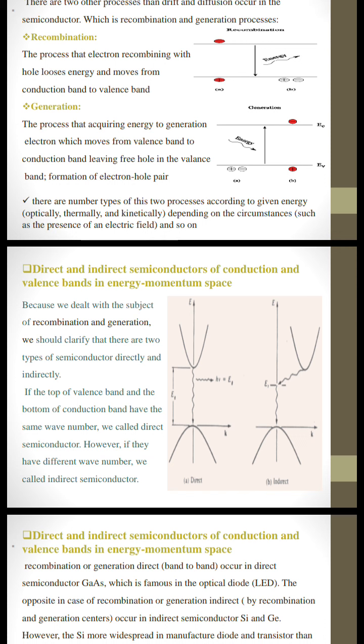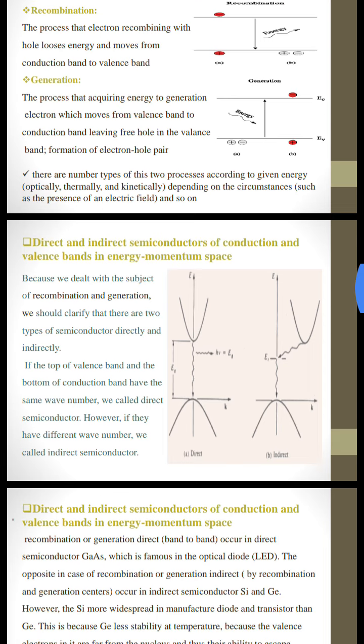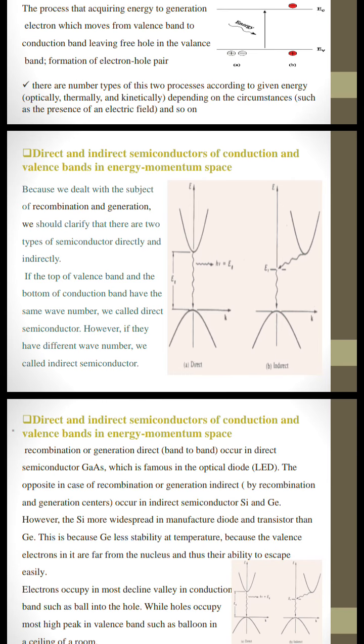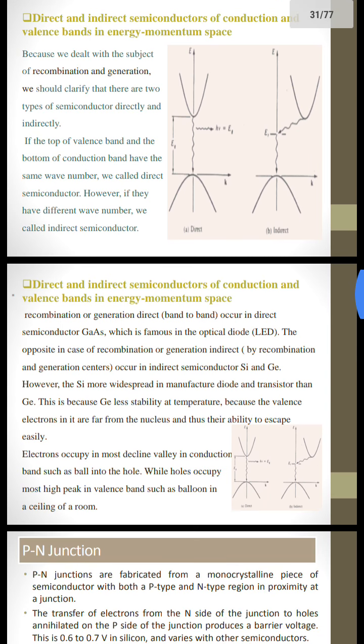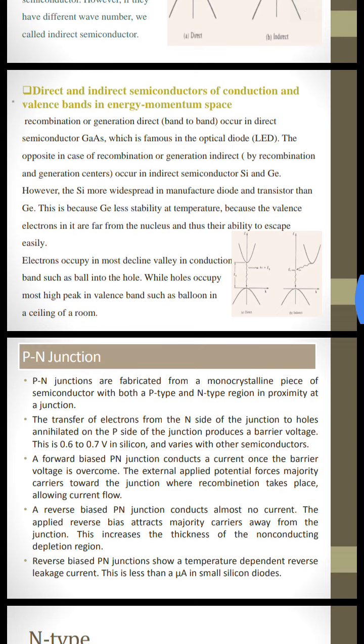Direct and indirect semiconductors: conduction and valence bands in energy-momentum space. Because of the subject of recombination and generation, we should clarify that there are two types of semiconductors, direct and indirect. Okay, direct semiconductors.